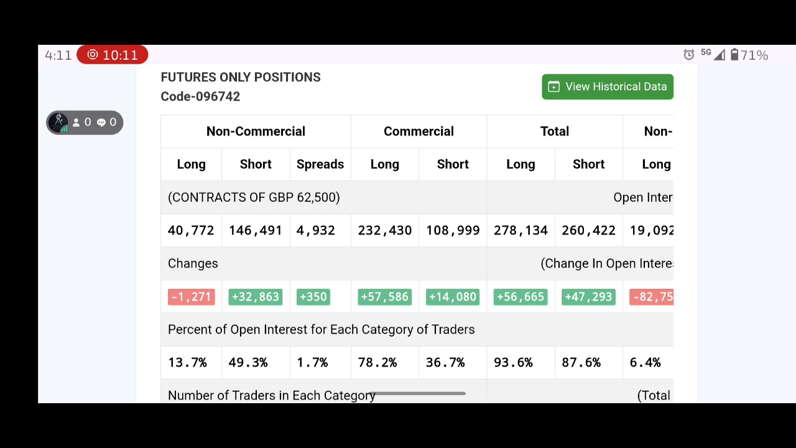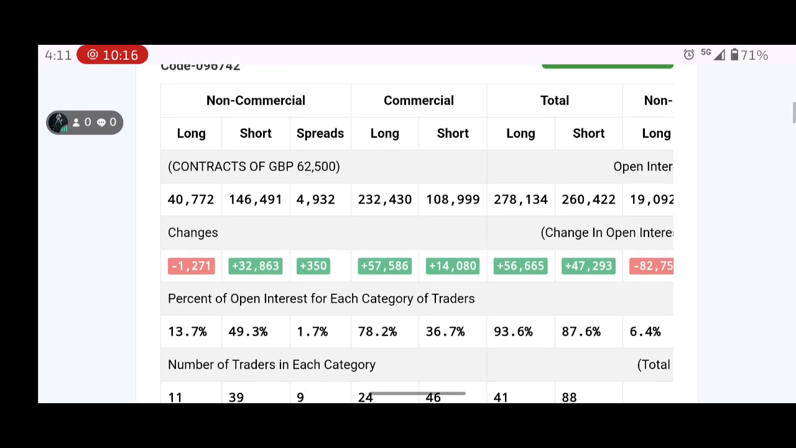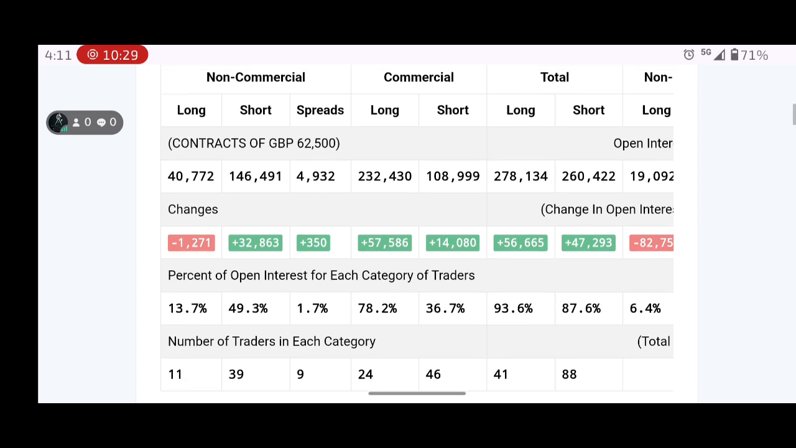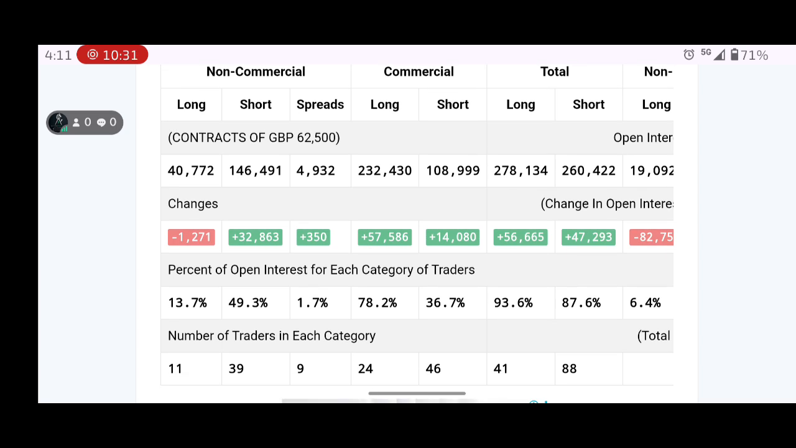On the non-commercial table, we have the long, short, and spread. On the long side, you see what big institutions are doing: buying, selling, and how heavy they are on buying or selling. That's the spread. We are 40k on long and 146k on short. So we are on a short. That's why the market actually did that.